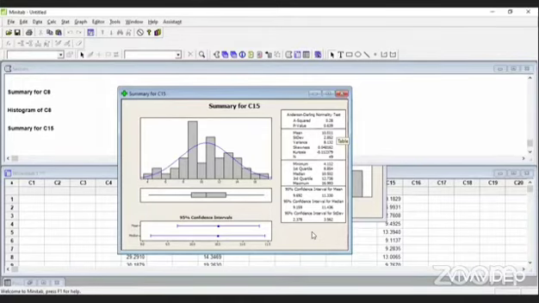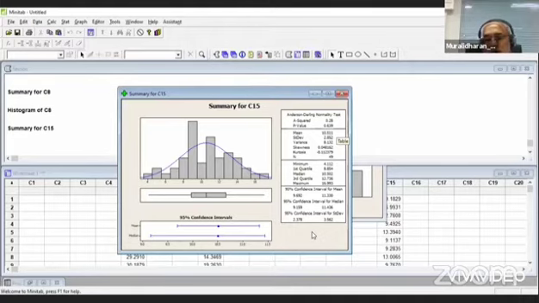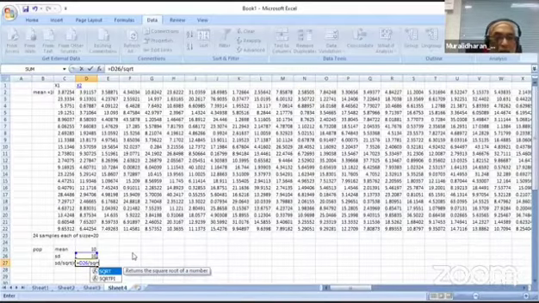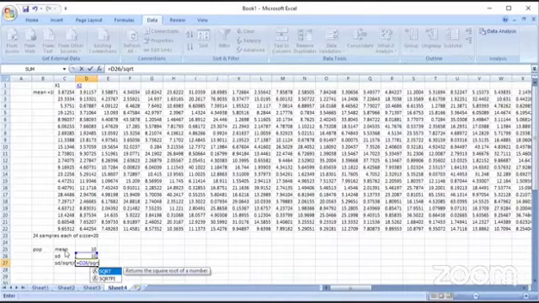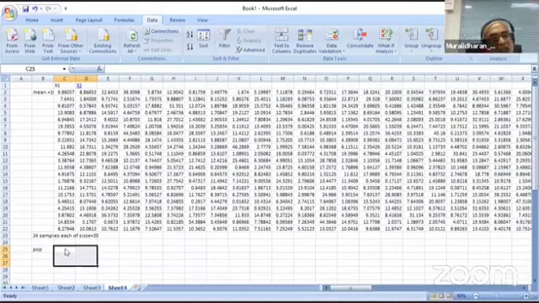Share your screen, sir. Sorry. Oh, okay. It's not coming. Okay, I'm in Excel now. Sorry. Can you see now? Yes, sir. Excel? Yes, sir. Okay.